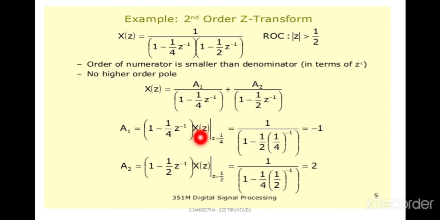So for the value z is equal to 1 by 4, we substitute z is equal to 1 by 4 throughout, and likewise z is equal to 1 by 2 for the other. The whole term will be cancelled and we get only the A1 value and the A2 value. By solving this, we get the value of A1 as minus 1. For substituting z is equal to 1 by 4, the factor will be cancelled and we are left with 1 by 1 minus 1 by 2 z to the power minus 1, where in place of z we substitute 1 by 4.